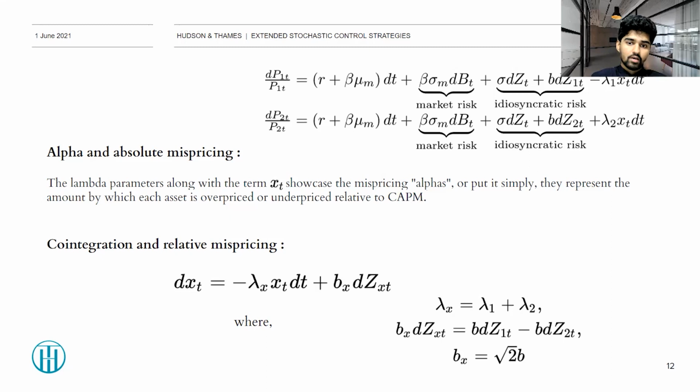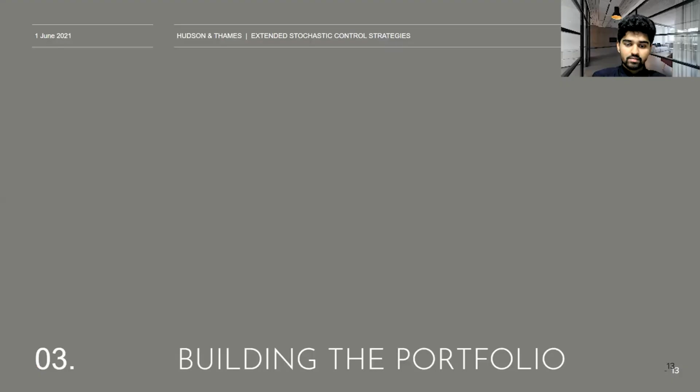To sum up, absolute mispricing is determined in the short run by the conditional alphas, whereas relative mispricing is determined in the long run by the cointegration between the asset prices. So next, let's look at building the portfolio.